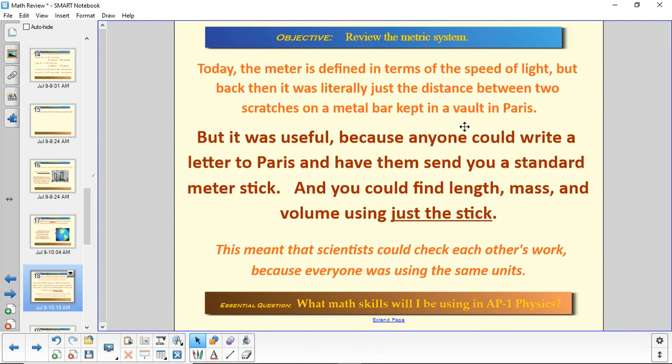But it was good because anybody could write a letter to Paris and they would send you a meter stick. They would send you a piece of wood that was as close as they could get to that standard meter. And the metric system was set up so that as long as you had that stick, you could figure out everything else. And this was wonderful because scientists on opposite ends of Europe could check each other's work because they were all working from the same units of measurement. And as long as everybody had that stick or a copy of that stick, they were all working off the same sheet of music. And that is really, really good.